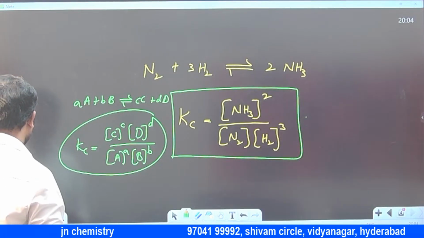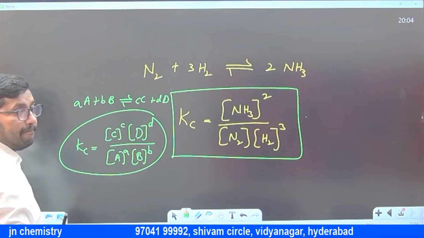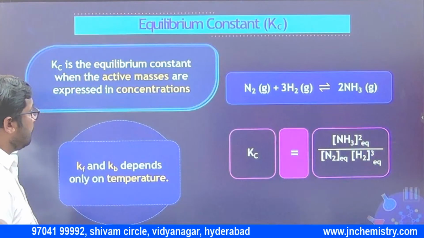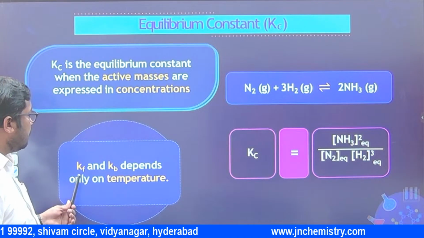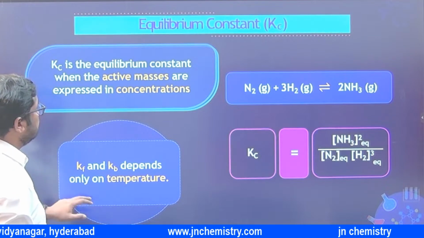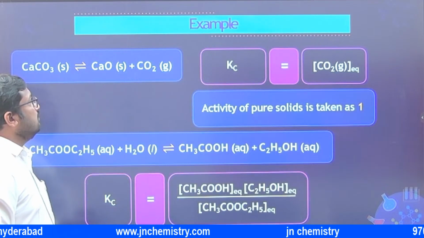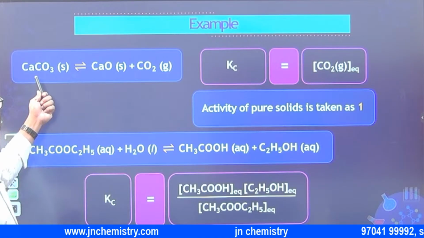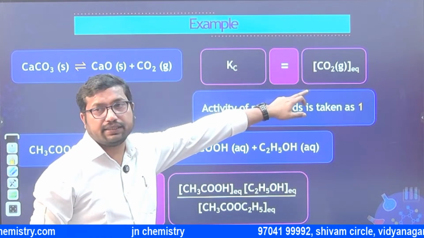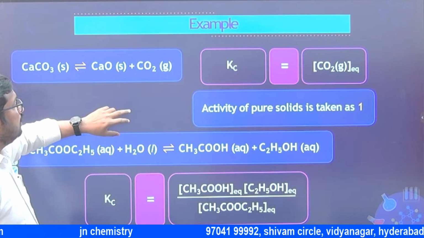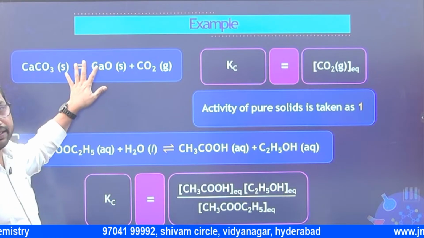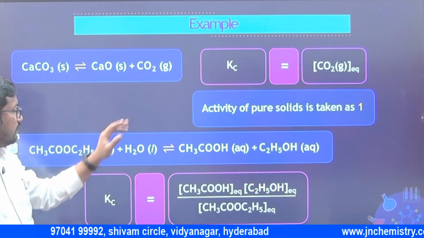Same thing. I already told you, Kf and Kb depend only on temperature. Example: CaCO3 gives CaO plus CO2. In this case, Kc is equal to only the concentration of CO2, right? Pure solids are taken as unity, so if pure solids are there, we can't take them in the concentration expression.